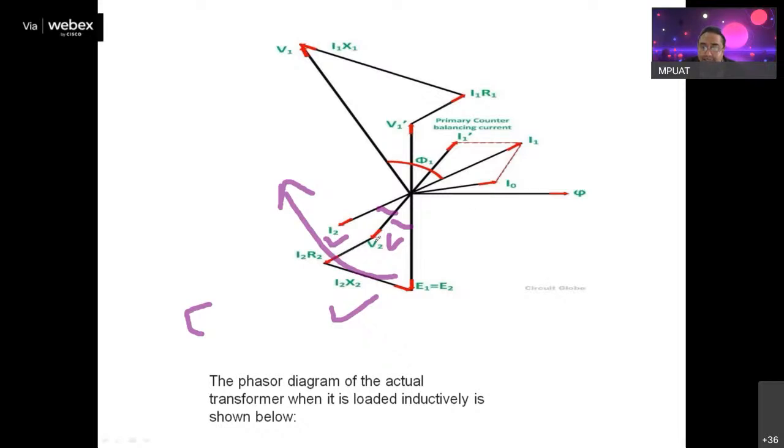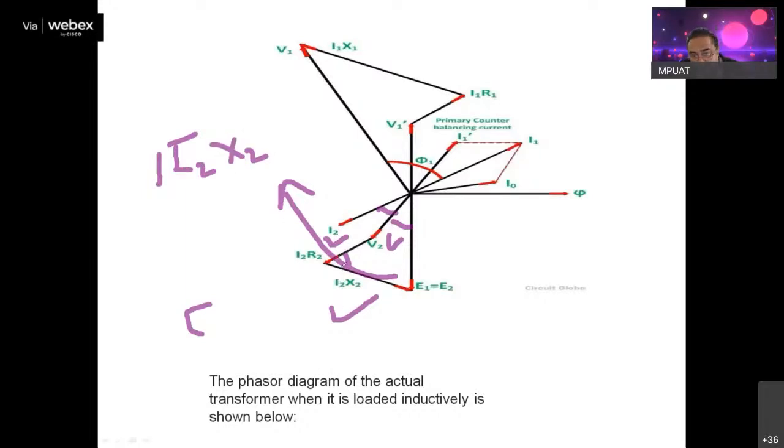Okay, so I have added them phasorially, because this I2 R2 will be in phase with the I2 current. Therefore, in parallel with it, I have drawn it. Then at an angle of 90 degrees I have added I2 jX2, because it is j I2 X2. So j means rotating a phasor by an angle of 90 degrees.